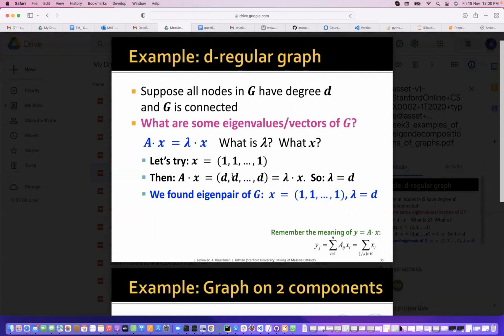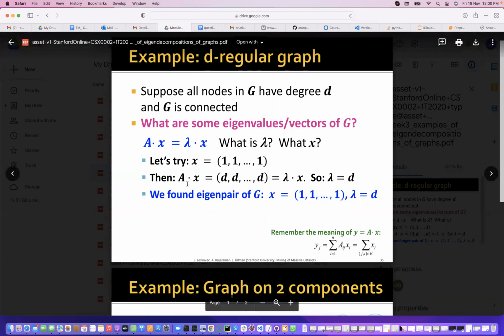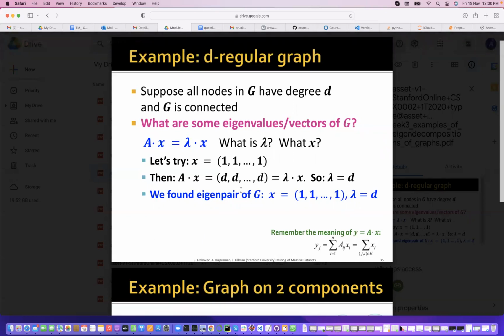Let's try x equal to all ones. Then Ax equals lambda x, right? You are putting that lambda may be D here. All you will get is D, D, D. So lambda x, that is, lambda equals D here.